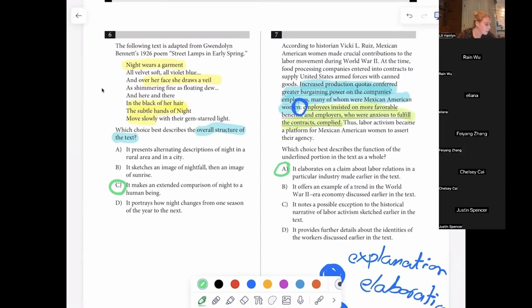Because it's talking about a claim about labor, this is too general. So companies, we're talking about the employees. All right, perfect. Any questions on any of this before we do some more practice?